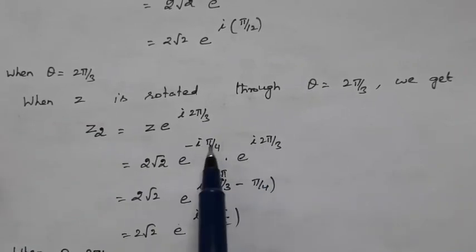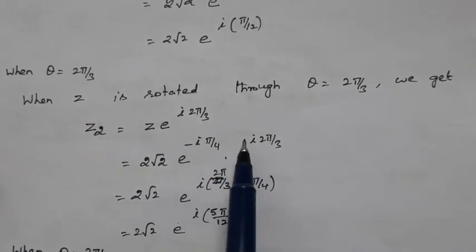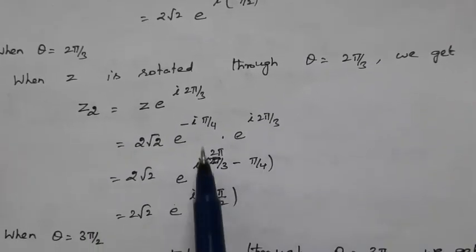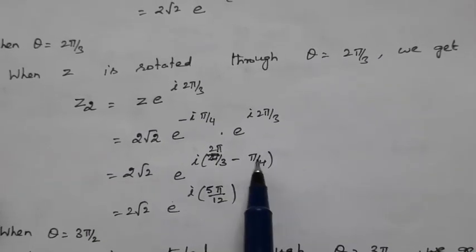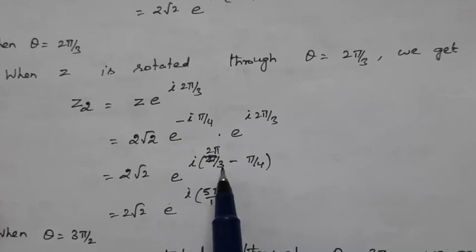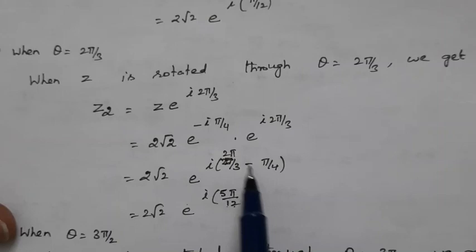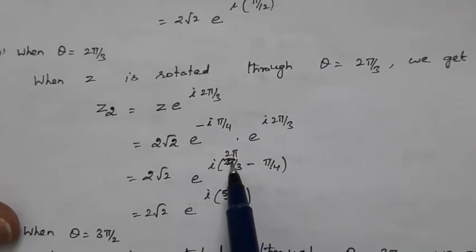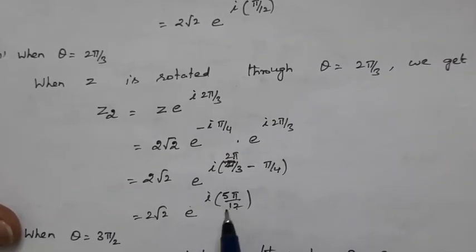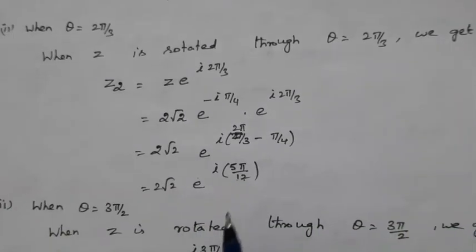Again, the base being the same, adding the powers, taking i common, 2 pi by 3 minus pi by 4. So under simplification it will become 5 pi by 12, that is taking LCM 12, and here you have to multiply it by 4, 4 2s are 8, and here 3, so 8 pi minus 3 pi, that is 5 pi by 12.